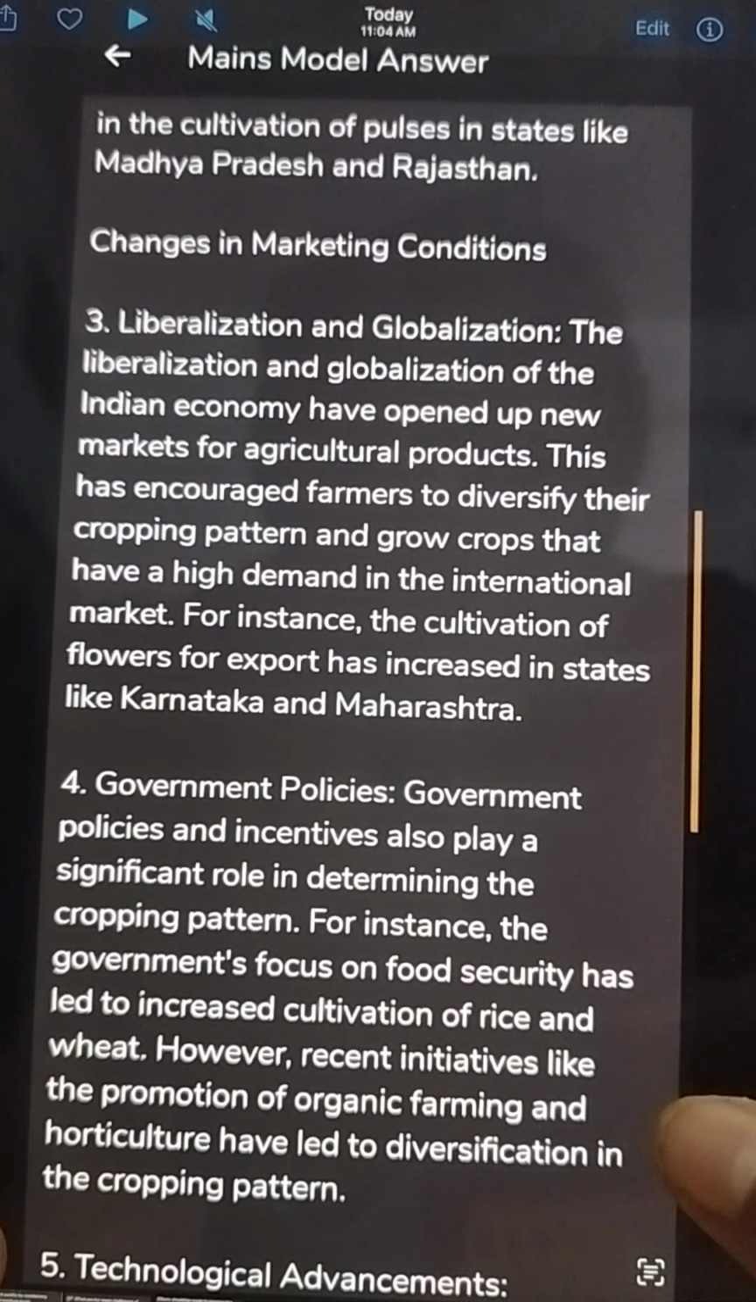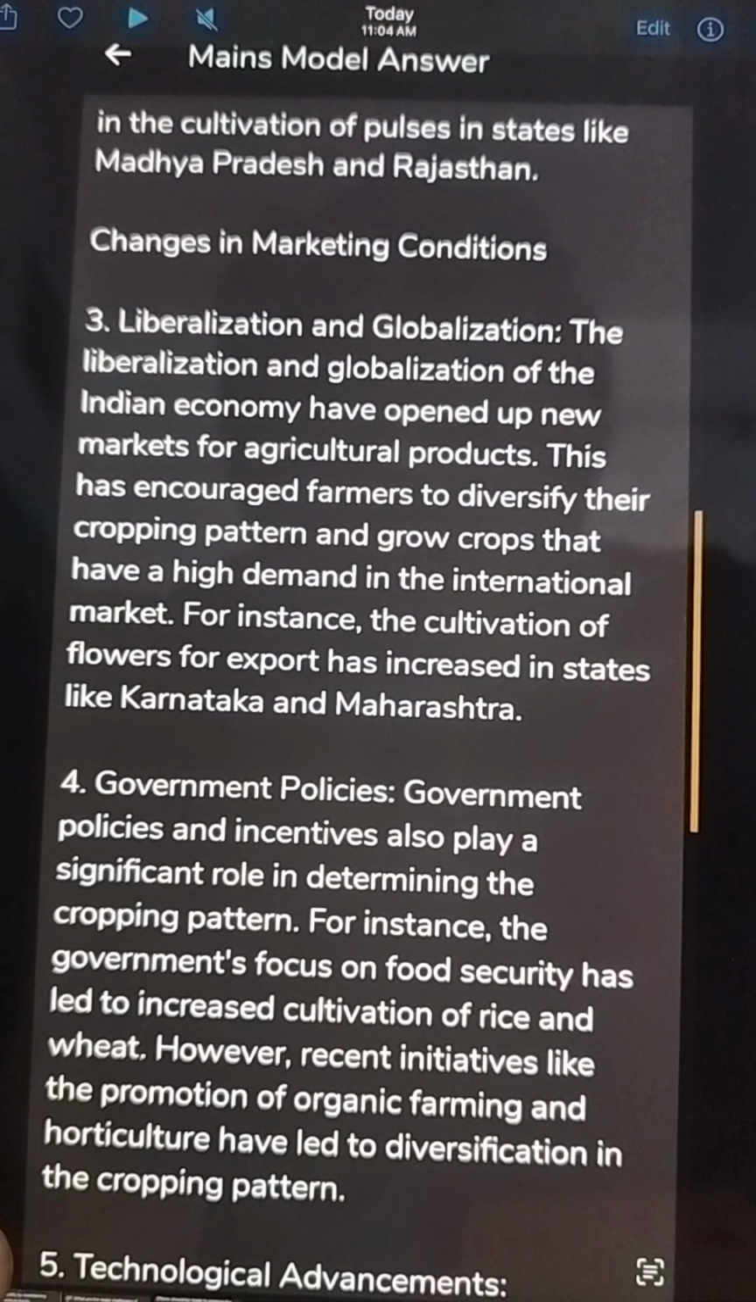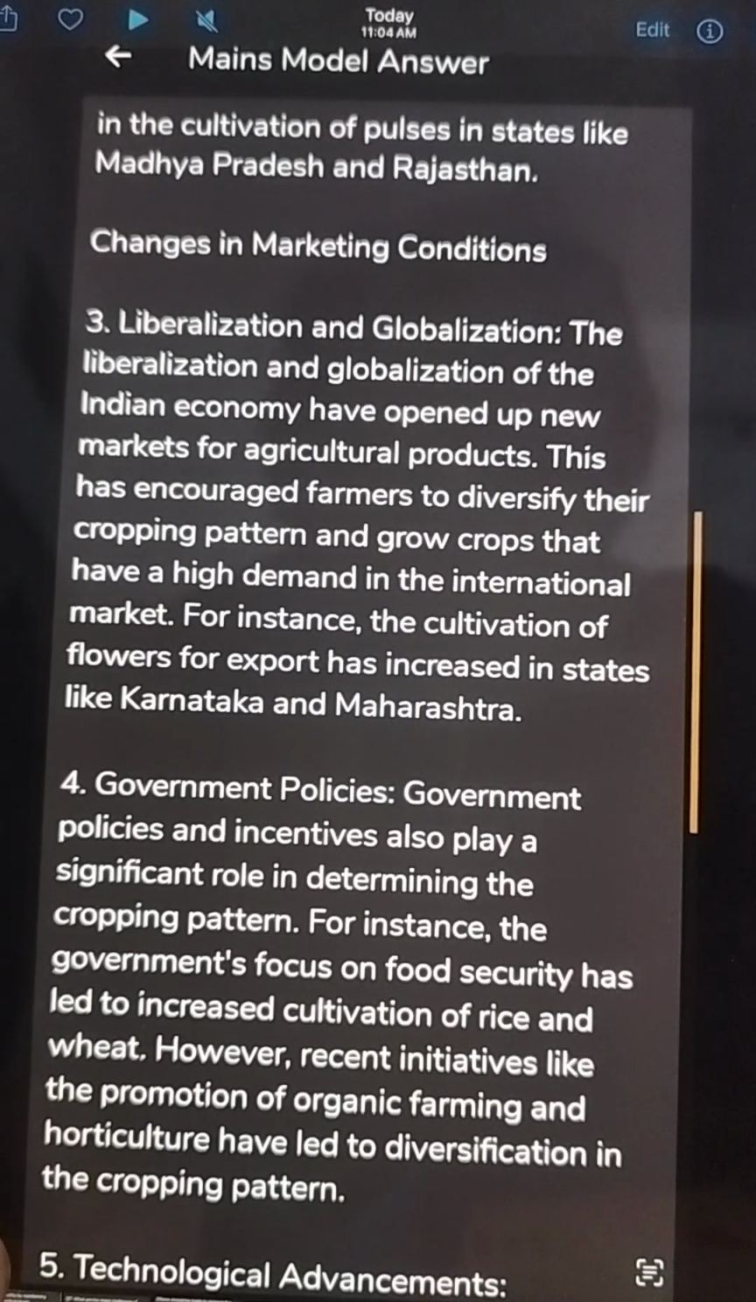Then comes the government policies. Government policies and incentives have also played a significant role in determining the cropping pattern. For instance, the government's focus on food security has led to increased cultivation of rice and wheat. However, recent initiatives like promotion of organic farming and horticulture have led to diversification in the cropping pattern.